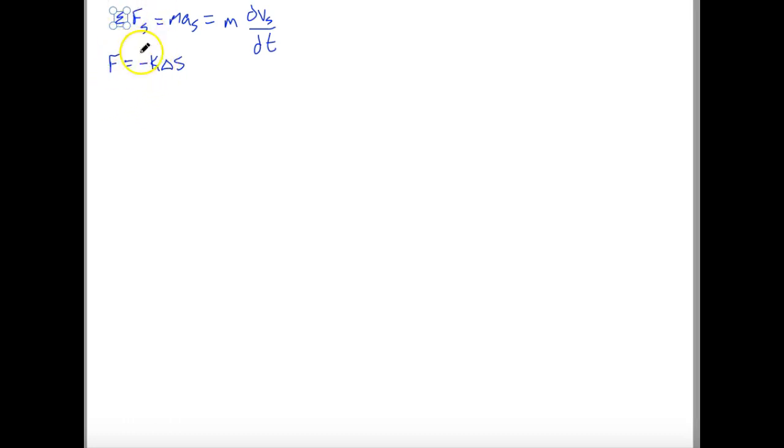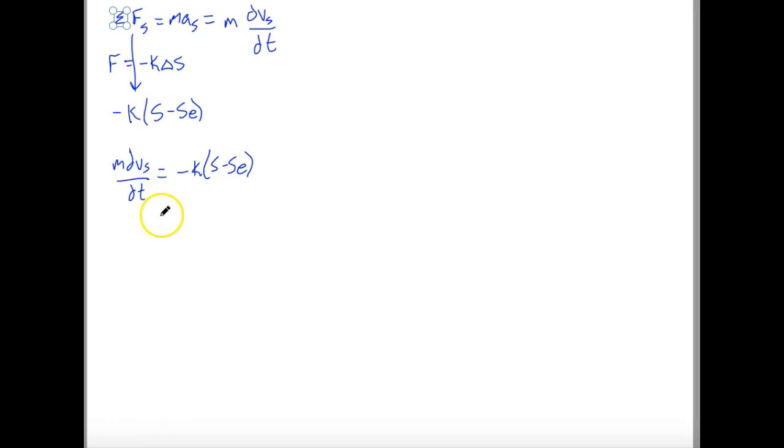That net force then is equal to negative k, and then here we're going to use S minus, and then we're going to call this S_E. So this is when we are at equilibrium. Let's go ahead and set the two things equal to each other. So we're going to say here m dv_s over dt is equal to negative k times S minus S_E. So that's really just the change in the position of the spring.